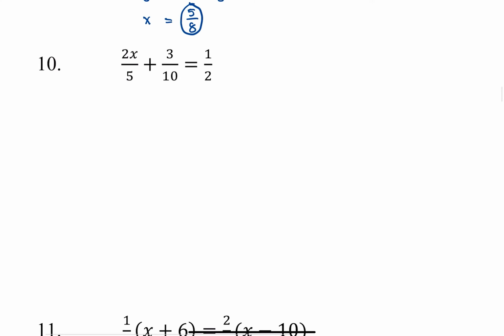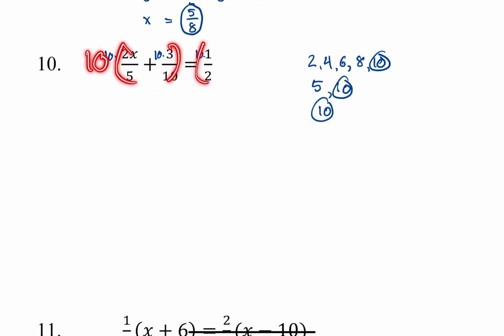In the case of number 10, the LCD is going to be 10 because 2, 4, 6, 8, 10. There's the 10. 5, 10. There's the 10. And obviously 10 is a multiple of itself. So I'll multiply this by 10, I'll multiply this by 10, and I'll multiply this by 10. Maybe I should have said this before, but essentially what I'm doing is multiplying both sides of the equation by 10. So that scales them up, and I could always divide them by 10 if I needed to. Whatever you do to one side is fine as long as you do it to both.